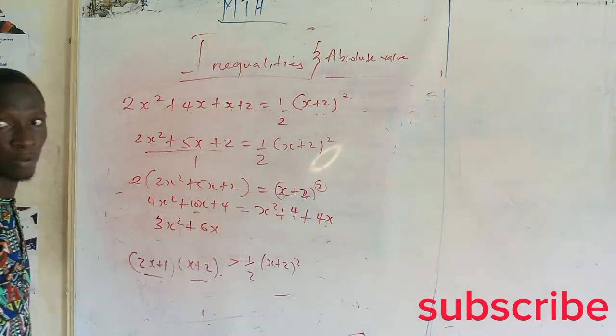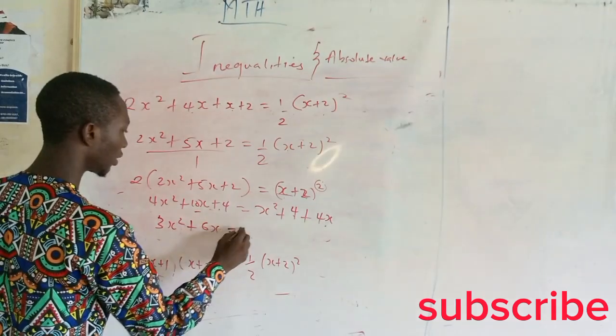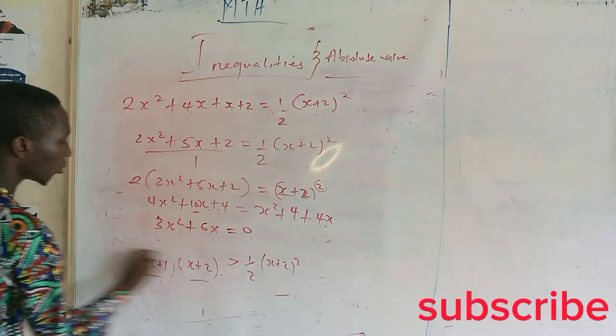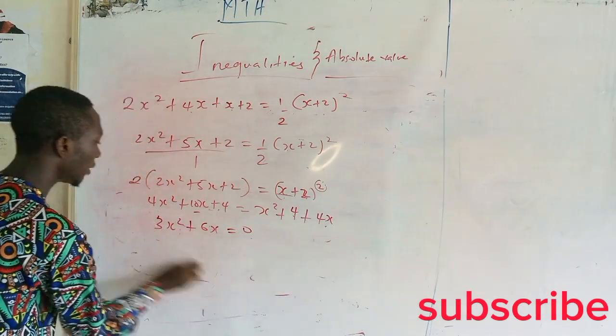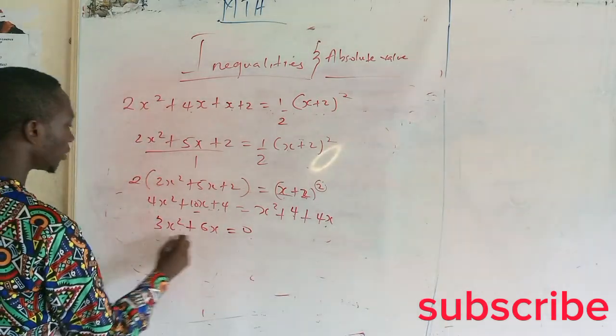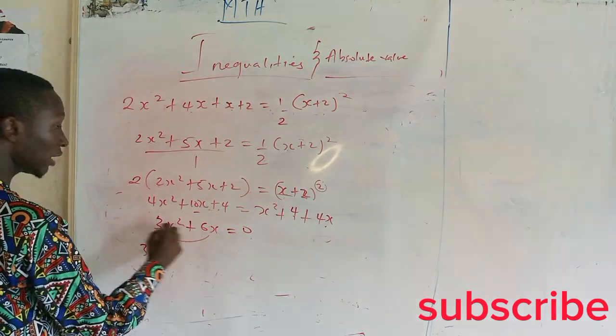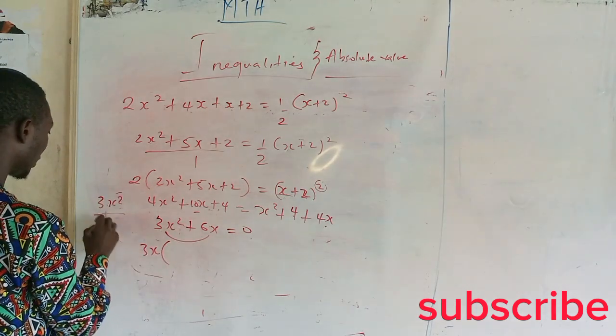Now 4 minus 4 becomes what? 0. So it has cancelled, equals 0. Now what I do is factor out the common terms. So what is the common term here? I told you to factor out. So 3 and s is common here. Therefore, you divide everything by 3s.